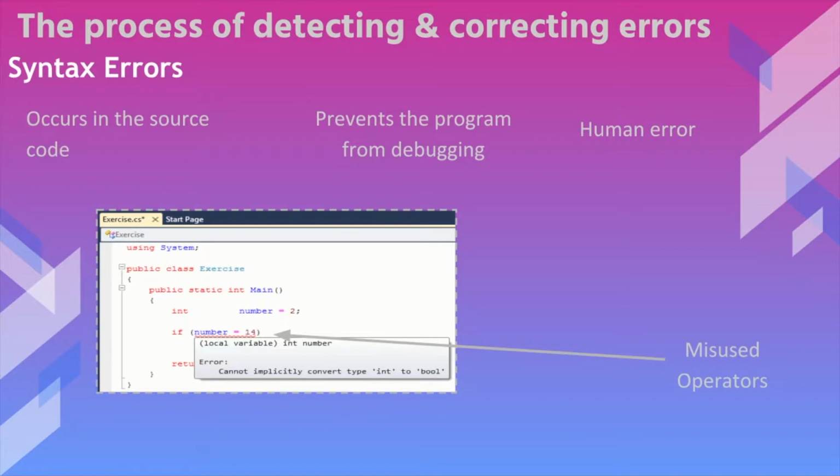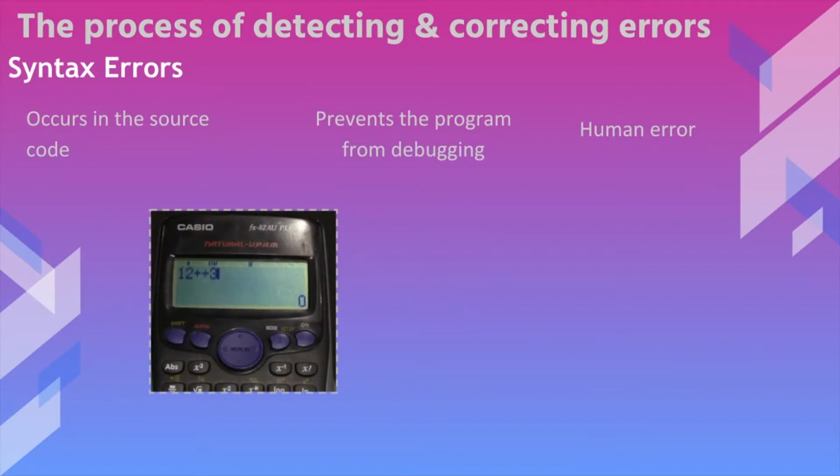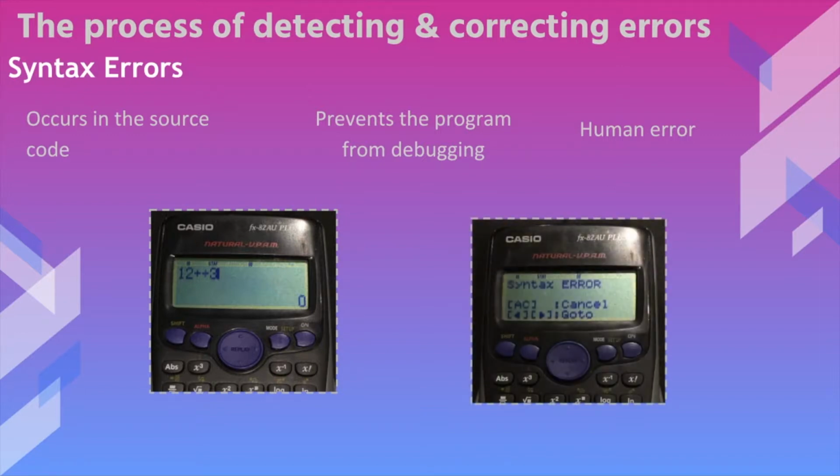integer to a boolean. The final example for the syntax error, commonly seen outside of programming, is on a calculator. So let's say you type in 12 plus divided by 3 and then press enter. A syntax error will come up as the user has inserted two symbols that do not work together. This is a common human mistake that people make when doing this.